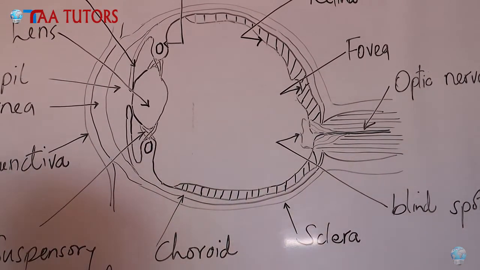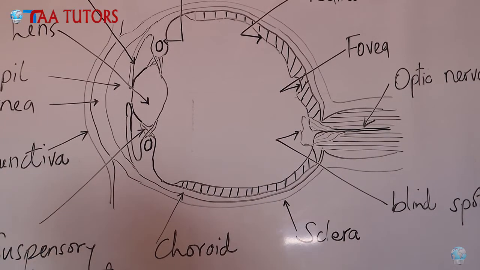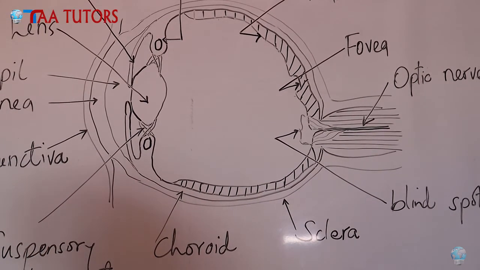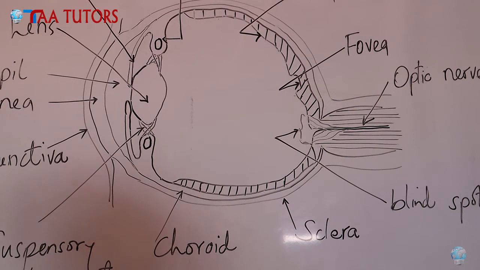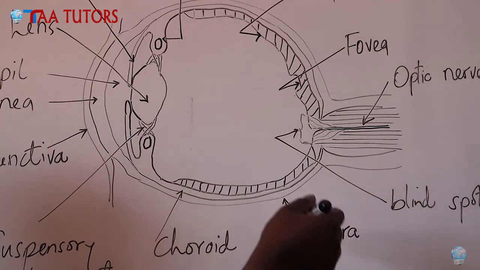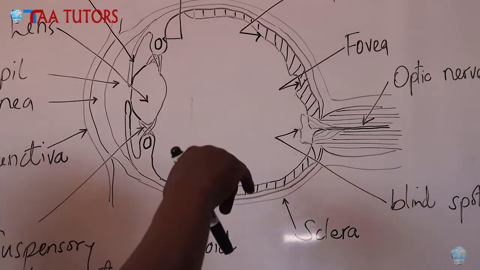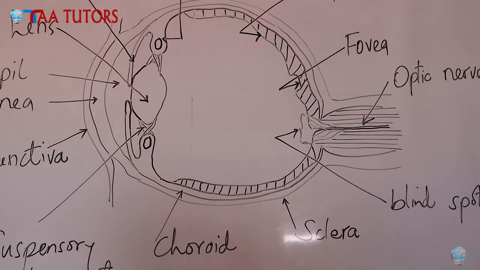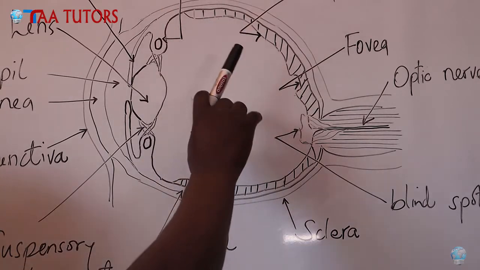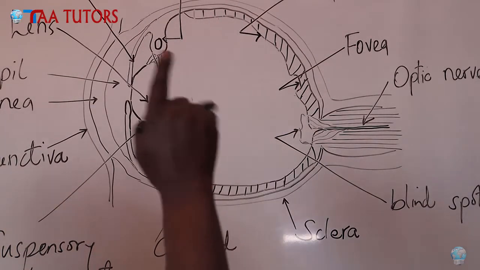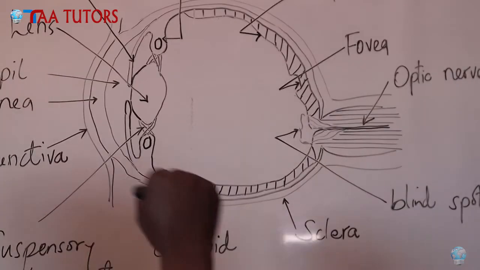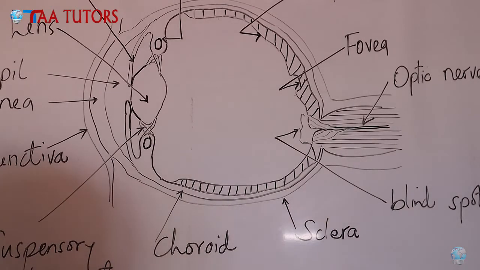The choroid layer has those materials, like the blood vessels and the pigments, that make it a little bit dark, so that it prevents the internal reflection of light. When we have internal reflection here, the vision will be blurred. We will not be seeing things very clearly. So when the light is not reflected inside, and we have only one source of light, that makes the vision very clear. And that is the work of the choroid layer.